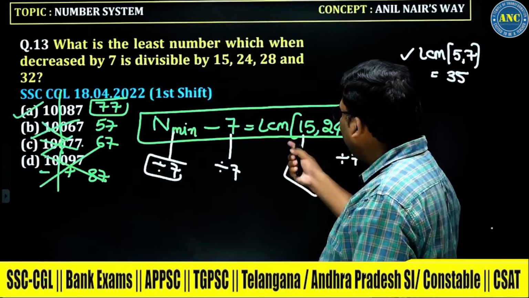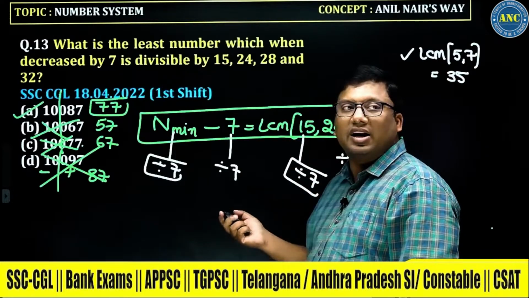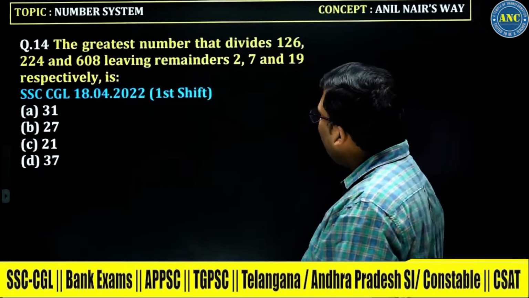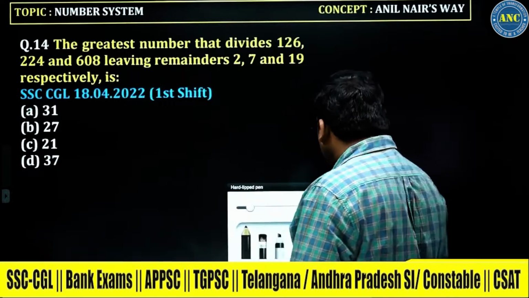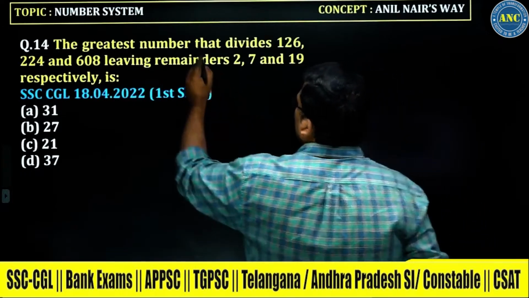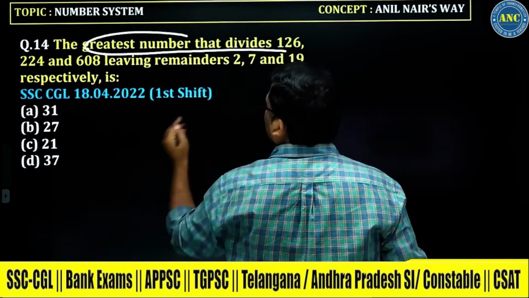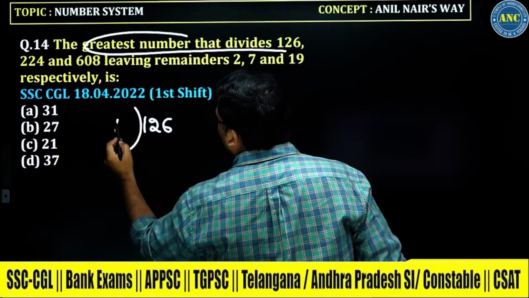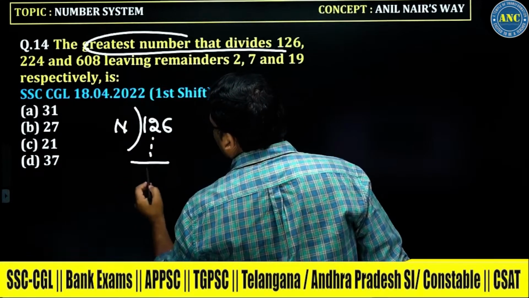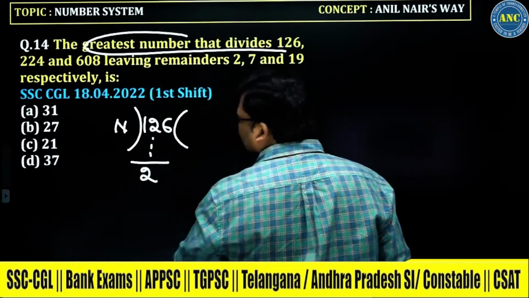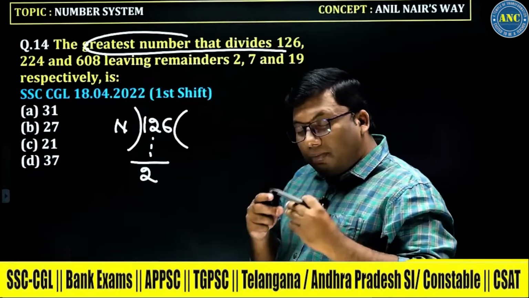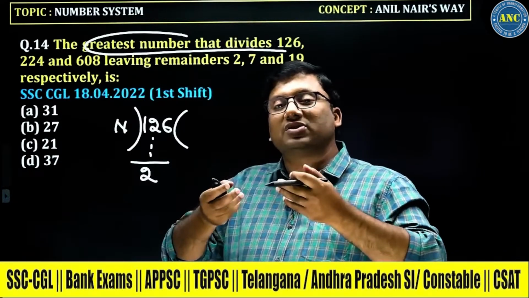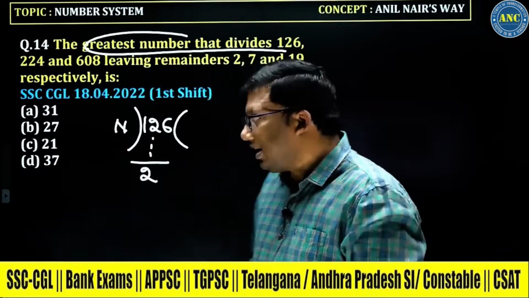You don't need to find the entire LCM and add it. Next one. The greatest number that divides 126 and gives a remainder of 2. Already we did this model. Then the number which will divide a number is the HCF. The number which will be divided by, right?